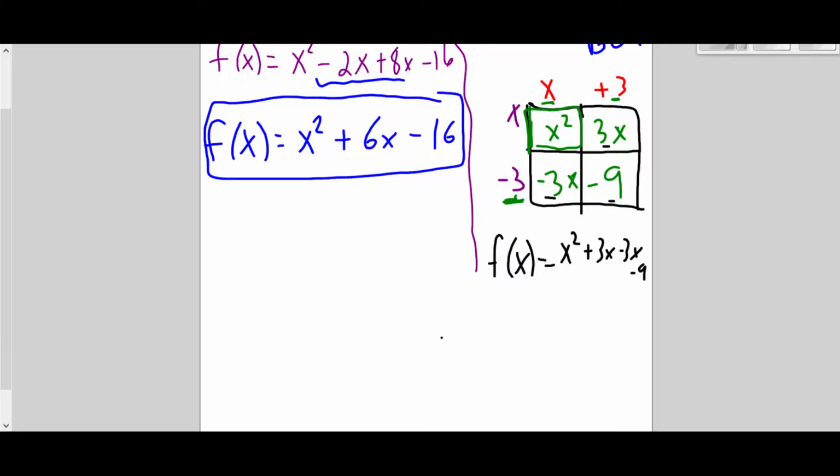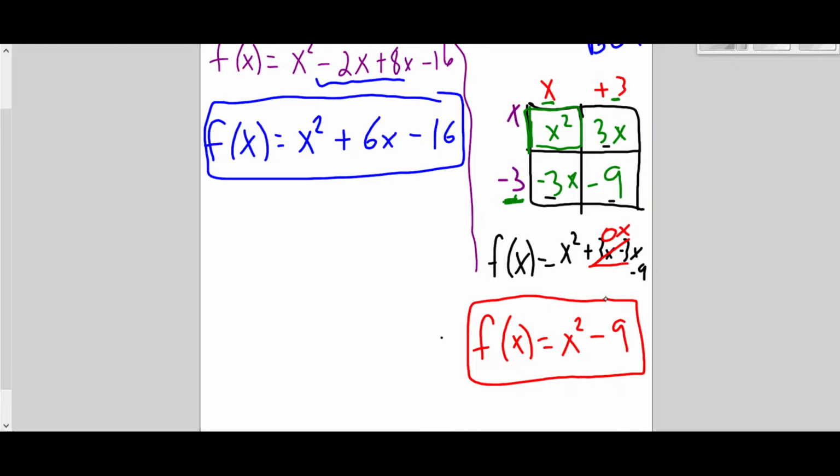Now I can combine my like terms. So notice I have 3x minus 3x. Those both have x's. Well, 3 minus 3 is 0. So this is just going to go away. That's 0 x's I have. So I could write this as f of x equals x squared. If we don't have any x's, that's fine. I'm just going to write minus 9 because I don't have any x's. They canceled out. So my answer here is x squared minus 9. And that's basically the distributive property.